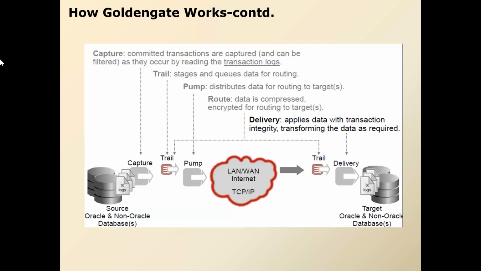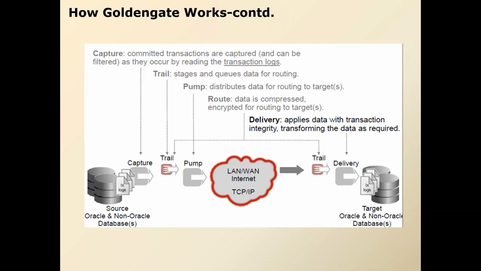So again, the extract process reads the data from the transaction logs and captures committed transactions. Once the data is captured, it writes it to the trail file on the local machine, which is called the local trail file. GoldenGate trail files store the data in their own format. It's not the SQL statement which gets written. No, the trail file has its own format. It doesn't write the SQL statement. The trail file format is binary, and the data gets written in its own format, which is readable by GoldenGate processes.